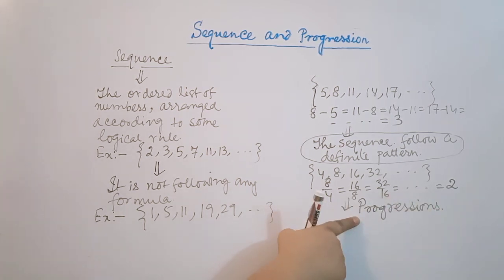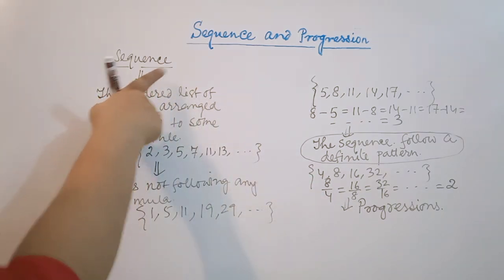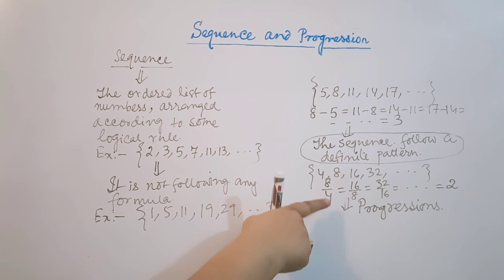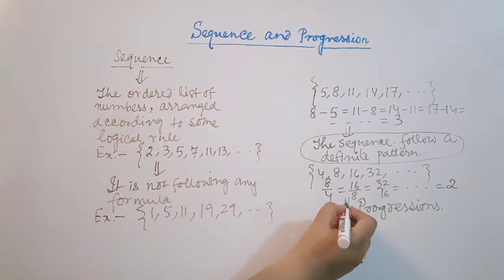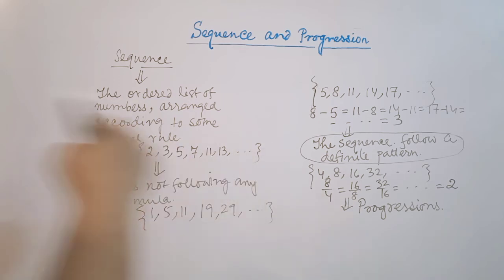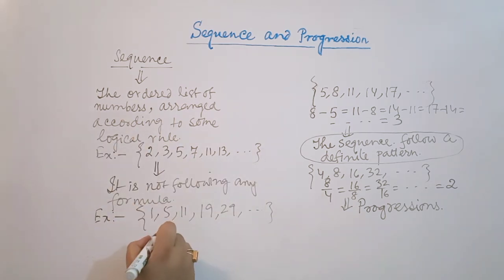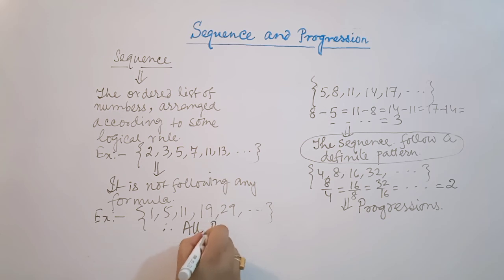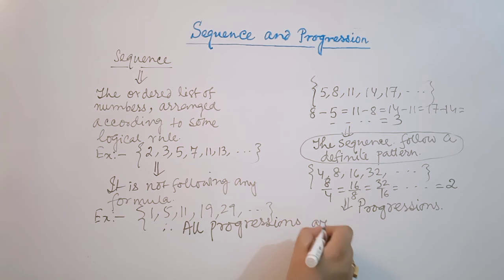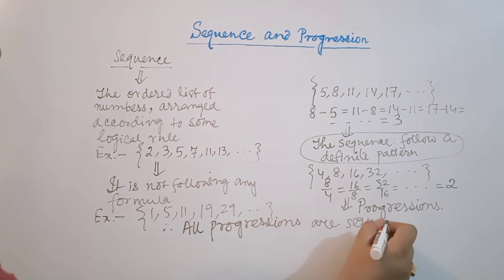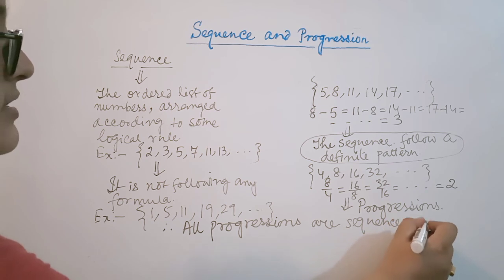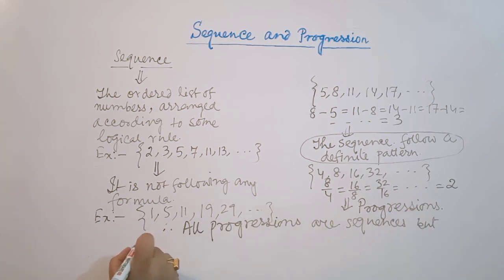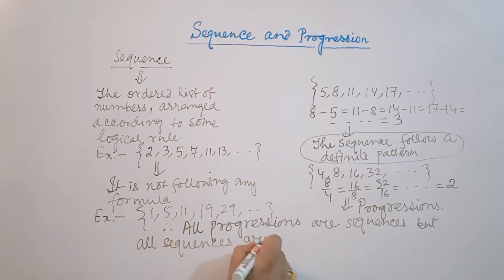So progressions are also sequences, but they follow a definite pattern. So this is the basic difference between the sequence and the progression. So here finally we may conclude that all progressions are sequences, but all sequences are not progressions.